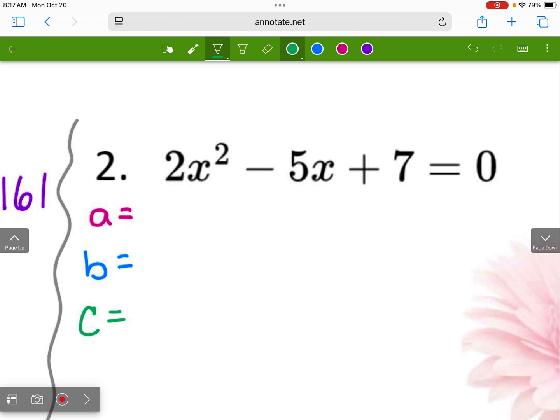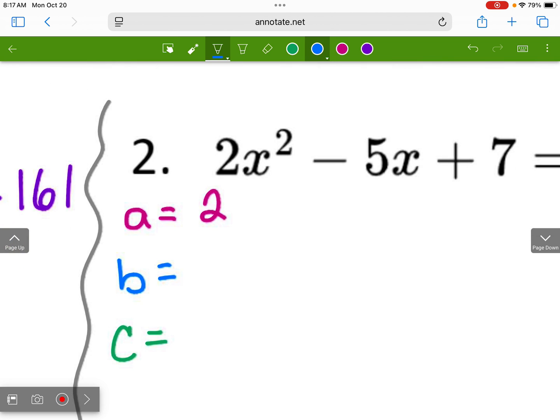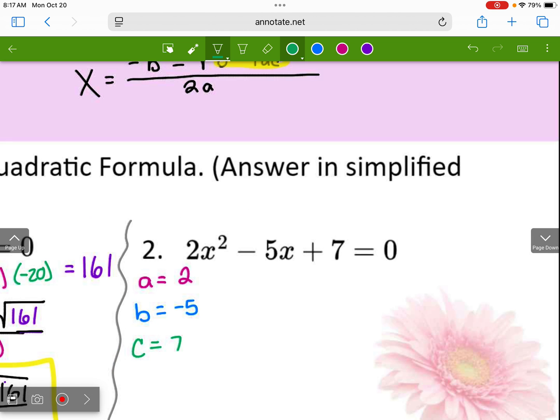We're going to start by finding our A, B, and C. What do we get for our A? 2. What about for our B? -5. And our C? 7. Gorgeous. We're going to, again, start with that discriminant, starting with the guy that's under the square root.